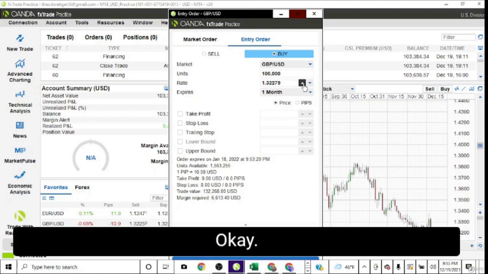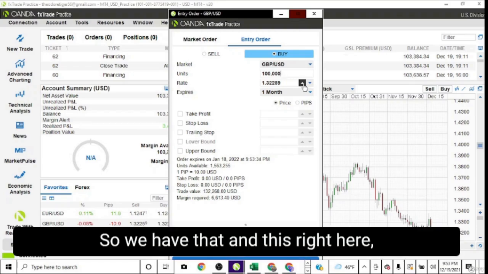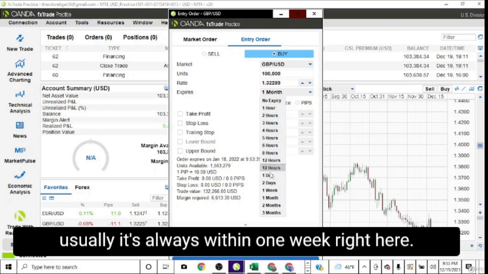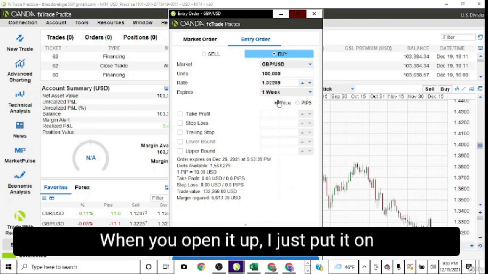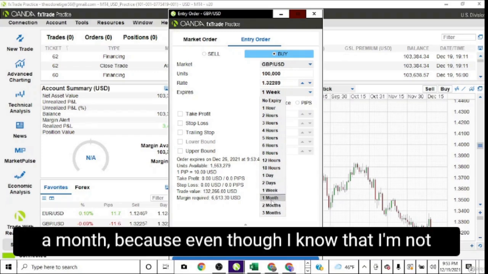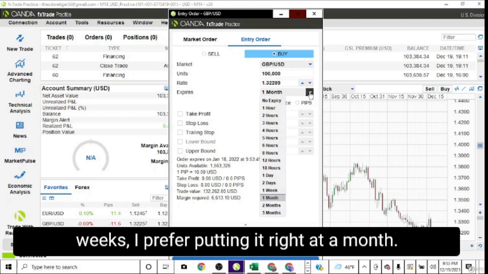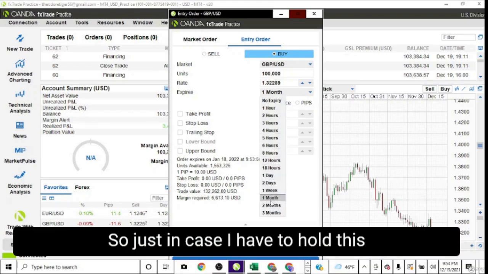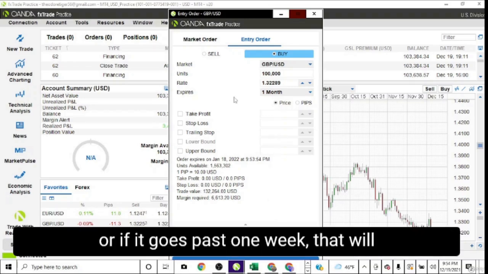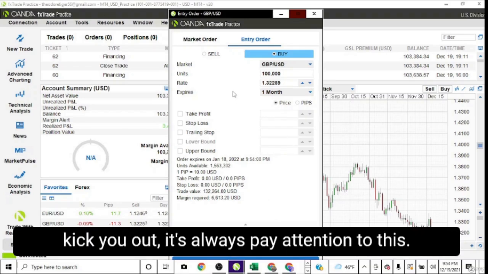Right? Okay. So we have that, and this right here, usually it's always within 1 week when you open it up. I just put it on a month, because even though I know that I'm not going to be in the trade no more than 2 weeks, I prefer putting it right at a month. So just in case I have to hold this, or if it goes past 1 week, that will kick you out.